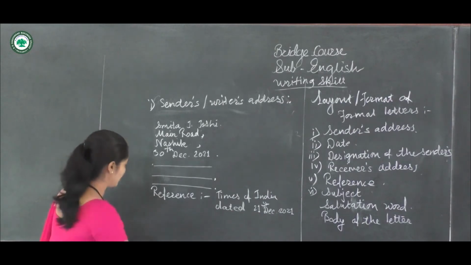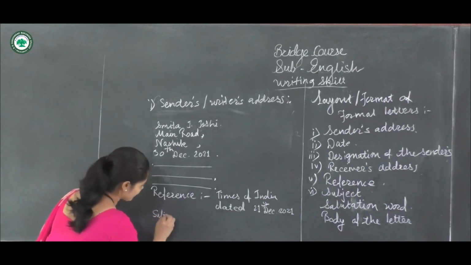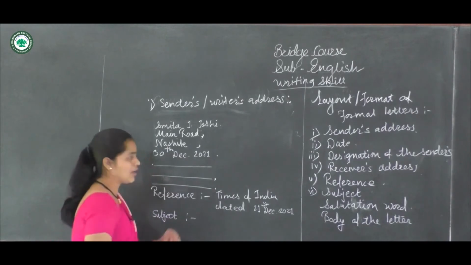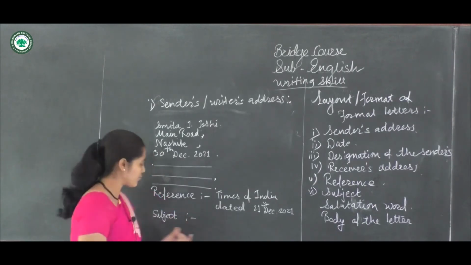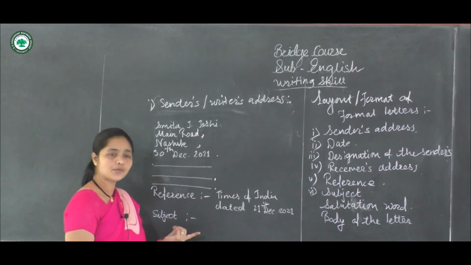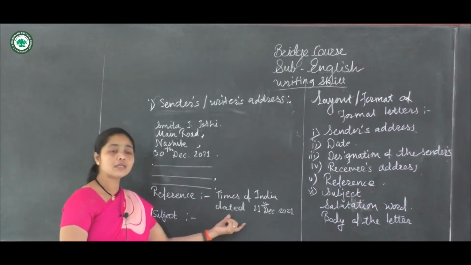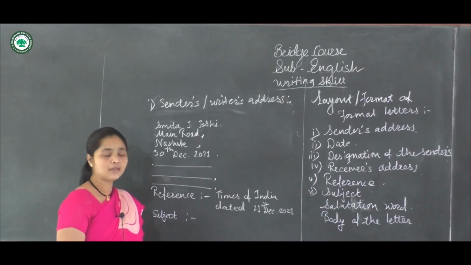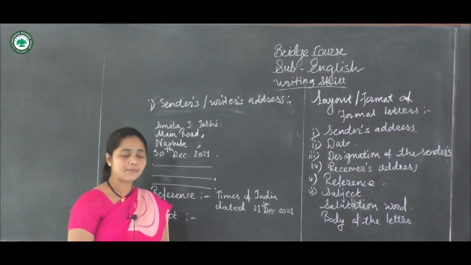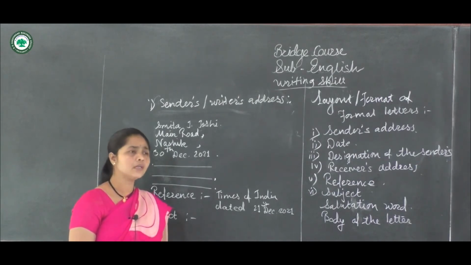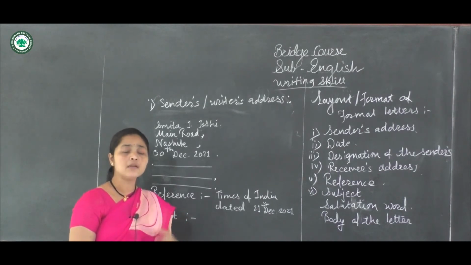Then subject, what type of subject you have to mention. So that the intention of your writing about that paper is clear, that's why you have to write the subject also. For example, application for the post of an engineer, application for the post of ITI teacher, application for the post of primary teacher, like that, etc.